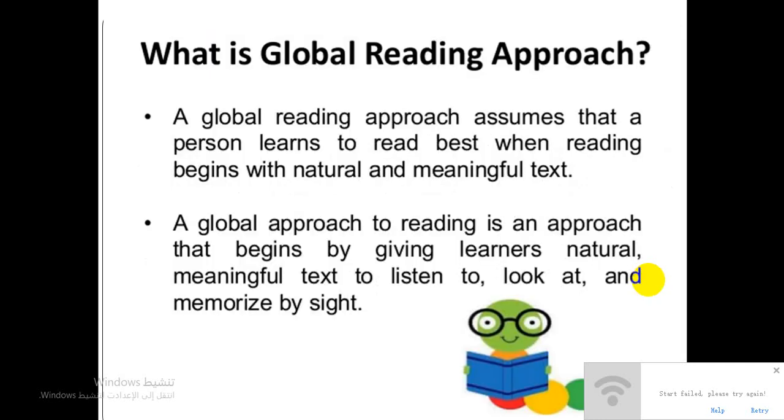What is the goal of the reading approach? Definition of reading approach. A global reading approach assumes that a person learns to read best when reading begins with natural and meaningful text. A global approach to reading is an approach that begins by giving learners natural, meaningful text to listen to, look at, and memorize by sight.